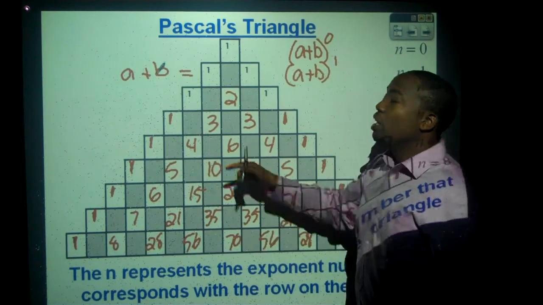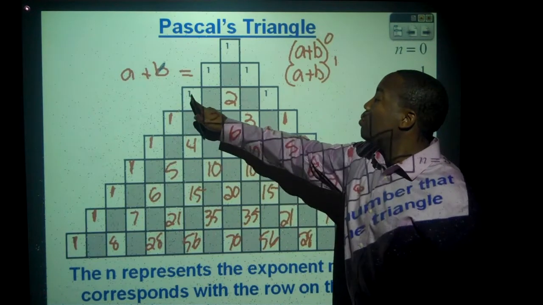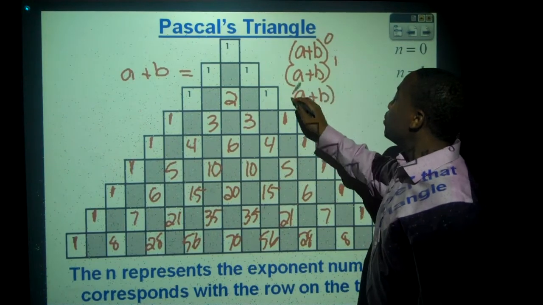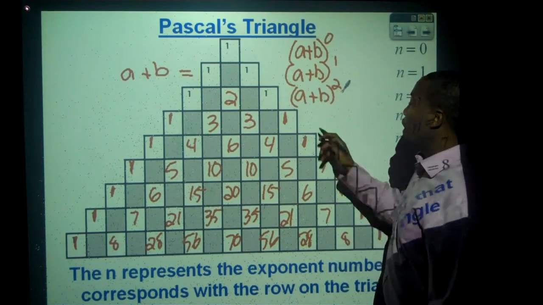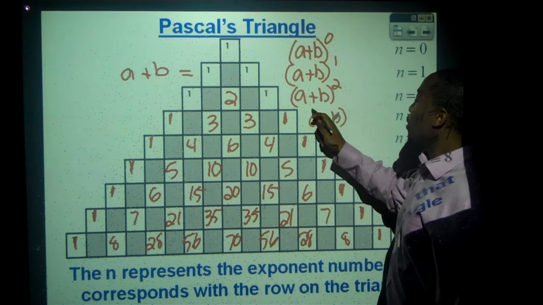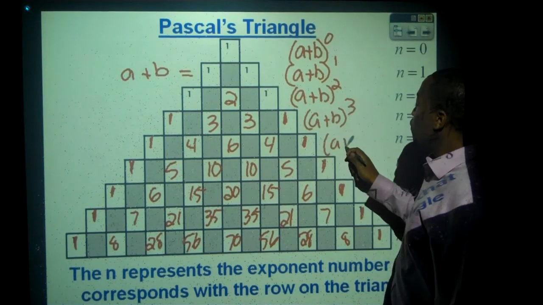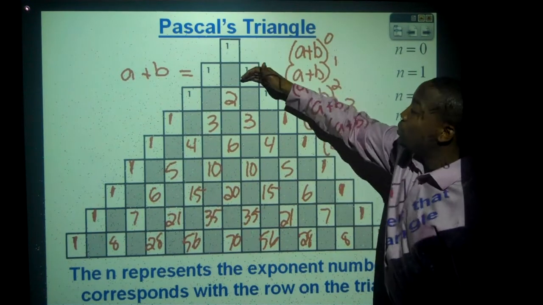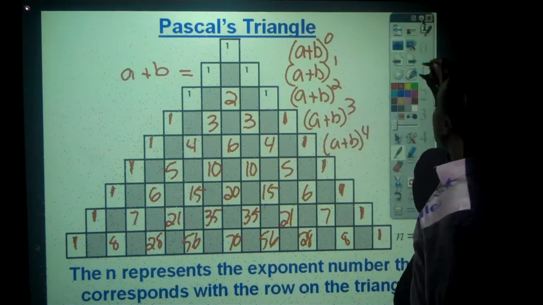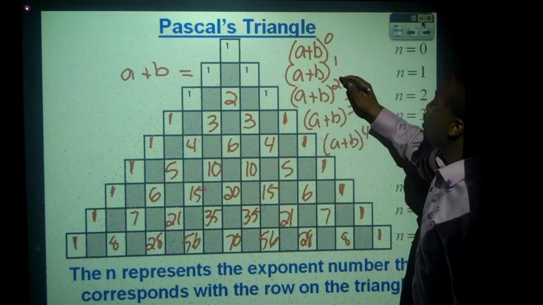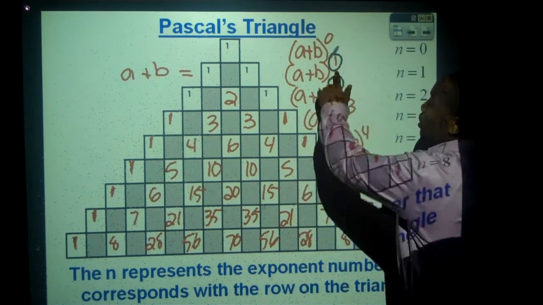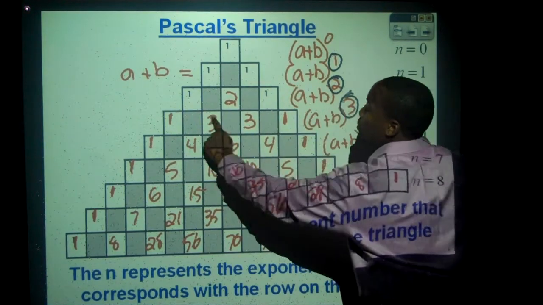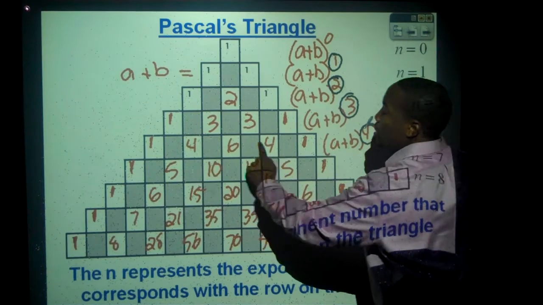Just one of those. Now for this one, I got 1, 2, and 1. It's going to be the coefficients used to do a plus b to the second power. And then a plus b to the third power, and then a plus b to the fourth power. So these rows correspond with which thing? Of course, these exponents right here. So the 1 goes with this row, the 2 goes with this row, the 3 goes with this row, and the 4 goes with this row.